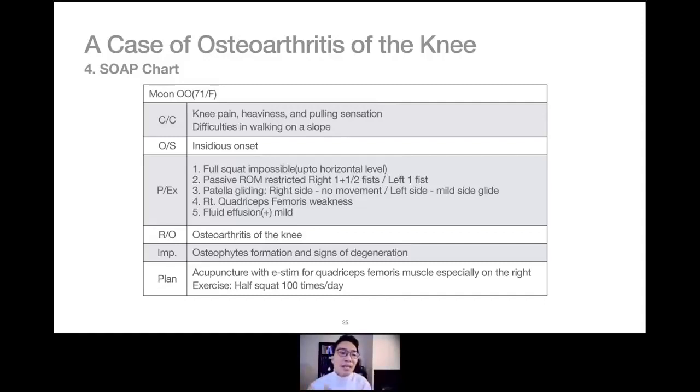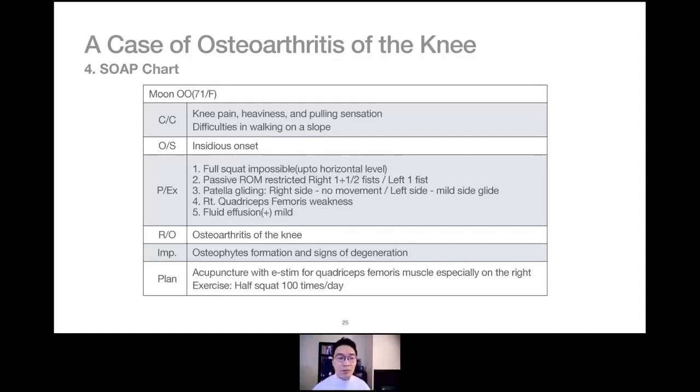But for the left side, it showed mild side glide, showing a little bit of wiggle room. For the fourth test, I checked the quadriceps femoris muscle, which showed weakness on the right side. And for the fluid diffusion test, mild swelling existed on the left side, and on the right side at the same time. So I diagnosed the patient with osteoarthritis of the knee, and the radiology impression was osteophyte formation and signs of degeneration, confirming my diagnosis.